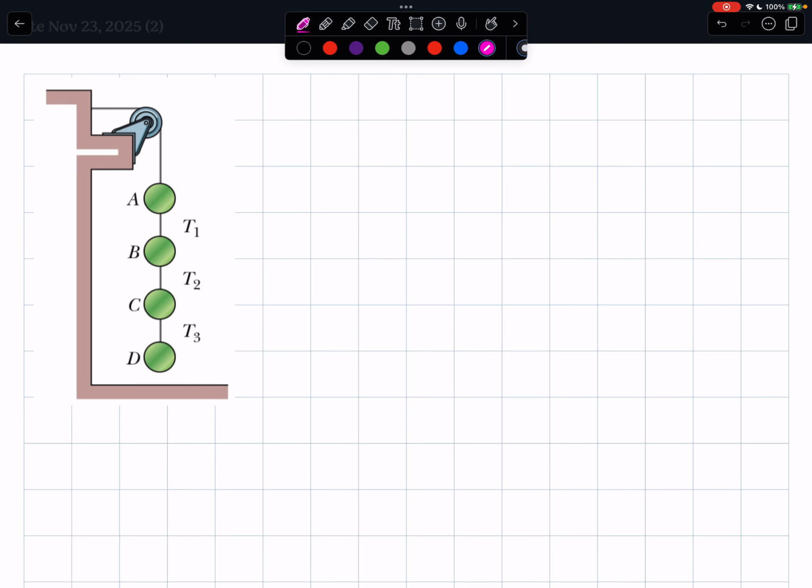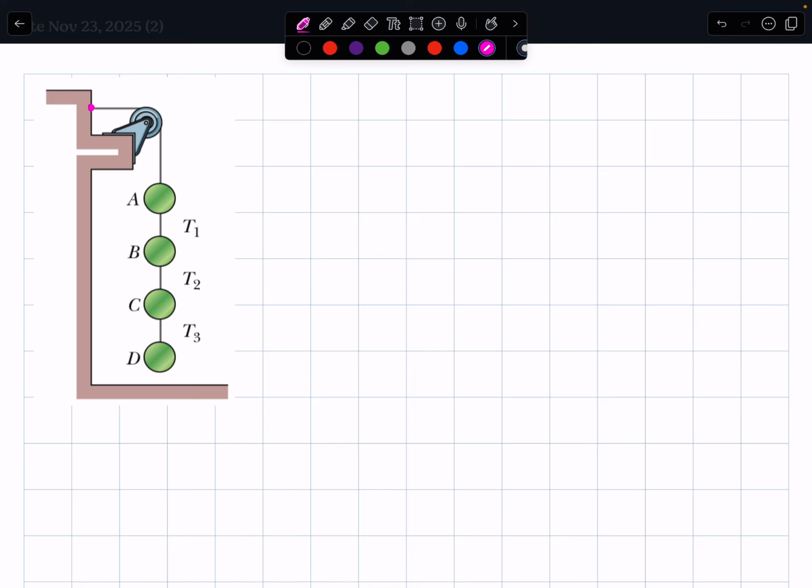Okay, here's Mr. G, and we are going to go over some more of these Newton's laws problems. So here we have a pulley, and there's a string or a cord going over the pulley. It's attached right here, and then it's attached to a series of masses.